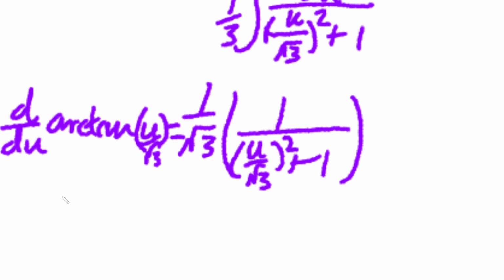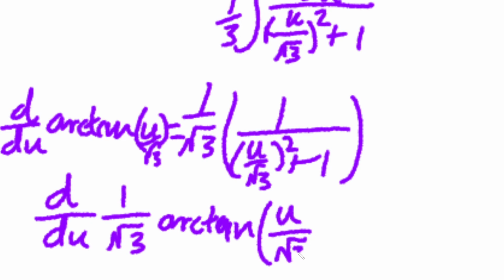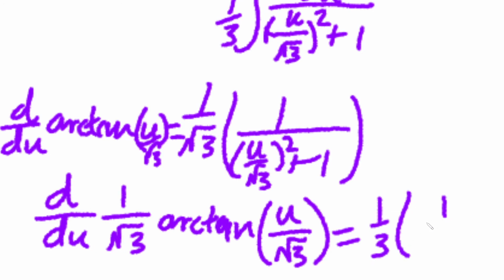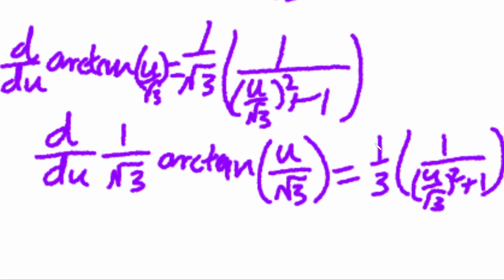So d by du of 1 over root 3 arctan u over root 3 is equal to 1 over 3 times 1 over u over root 3 squared plus 1. And ultimately, this is the expression we're looking for. That's the thing that's in our original integral.